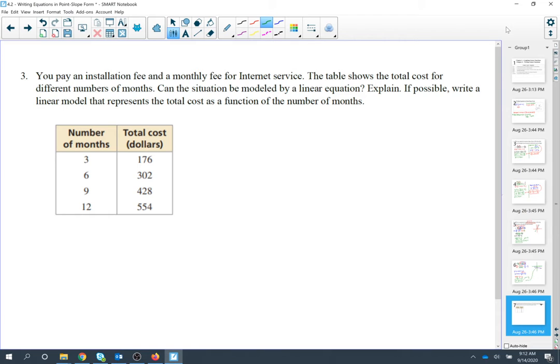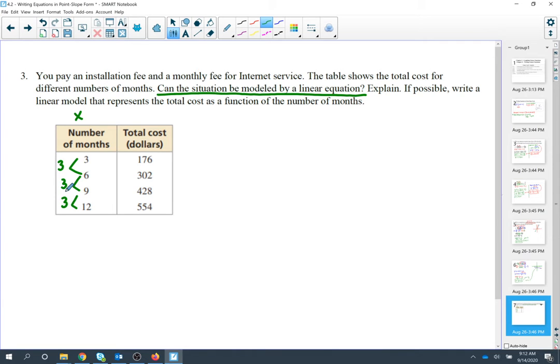Okay, so first of all, the first question is, can the situation be modeled by a linear equation? Well, keep in mind if something is a linear equation, it has to have a constant rate of change. So I'm going to start over here with my independent variable, which is my x. Just a little recap here, this would be your domain. And I'm going to find my rate of change. So 3 to 6, I go up by 3. 6 to 9, I go up by 3. 9 to 12, I go up by 3.